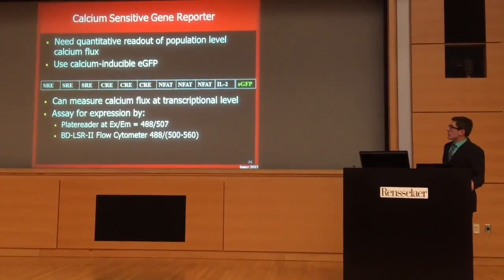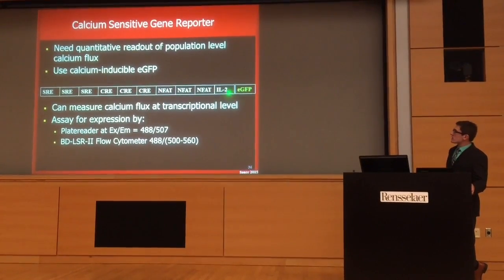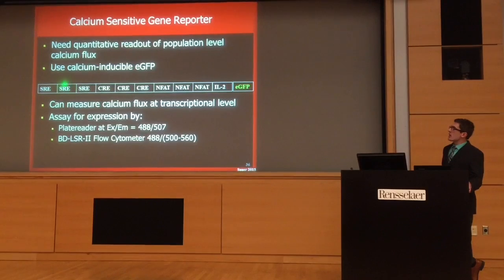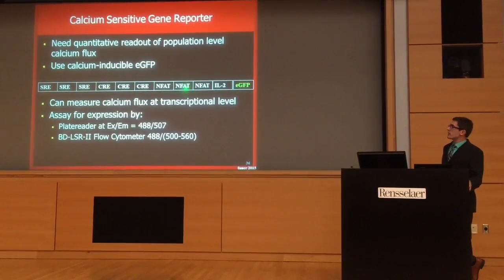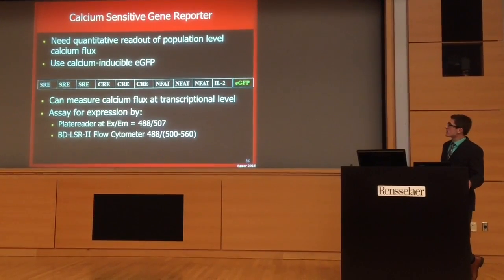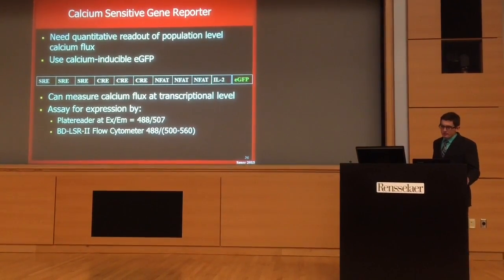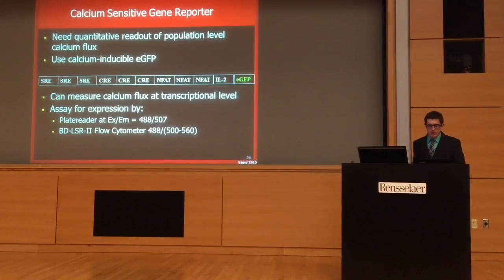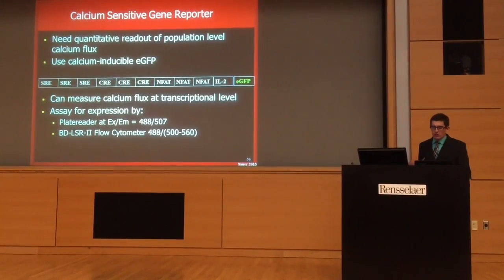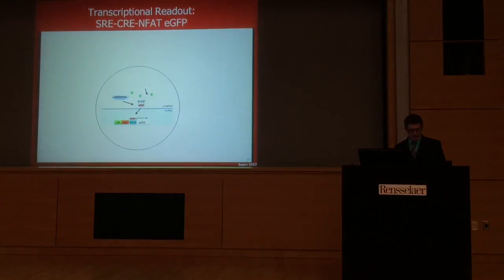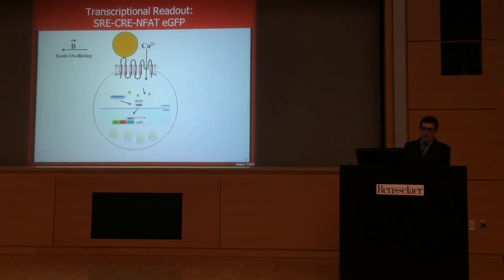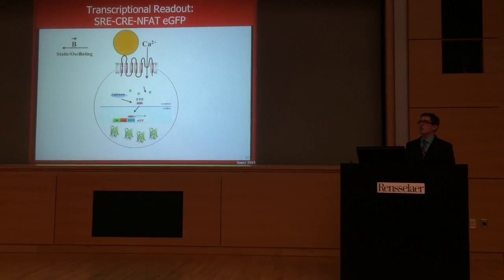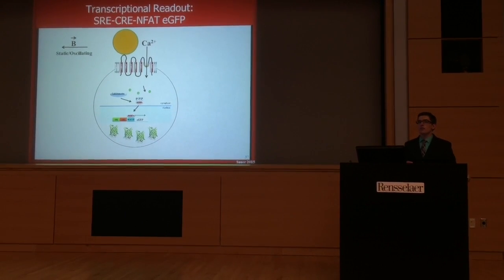So our collaborators helped us clone this construct that again has the triplicate of the 3 calcium-sensitive signaling pathways, our minimal promoter, and now that 5' of a GFP gene. So that when calcium flux occurs, we can fluorescently measure it at the transcriptional level using either a plate reader or the flow cytometer. So we put in the channel, put in a particle, calcium comes in, GFP is expressed. We can just measure the fluorescence at 480.